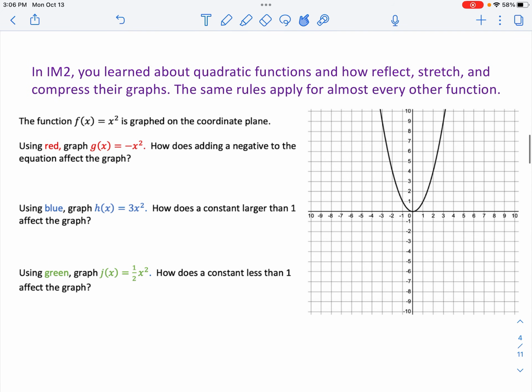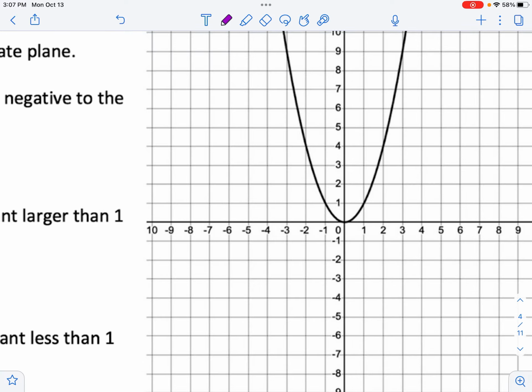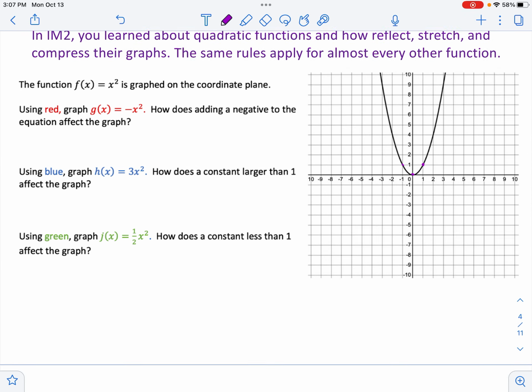Okay, so I want to get into a little bit about quadratics, which you learned about in IM2. You learned how to reflect, stretch, and compress those graphs. And the same rules apply for just about every other function that we're going to talk about. So let's take a look at how they work. At the right is the parent function for the quadratic, f of x equals x squared. A couple of things to note: there are some points here, the vertex, and another one, 1, 1, and negative 1, 1. Those are some points to keep in mind.